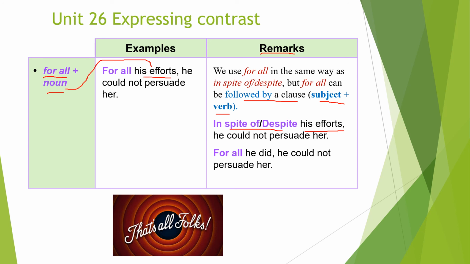So despite or in spite of is followed by a noun. For all he did, can you see for all has to be followed by a subject and a verb? The subject is he here, and the verb is did. For all he did, he did not persuade her. Even though he did so many things, or said so many things, he still could not persuade her. You can use it this way as well. But if you find it a bit uncomfortable because you don't use it that often, you don't have to force yourself to use it. But you need to know the meaning of it when people say something like this.